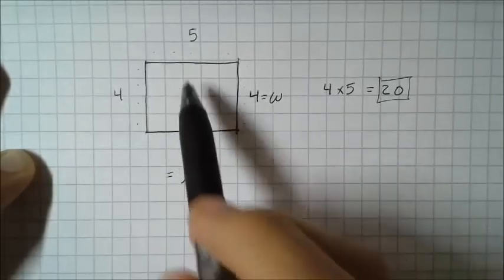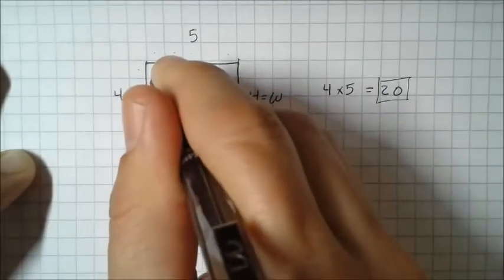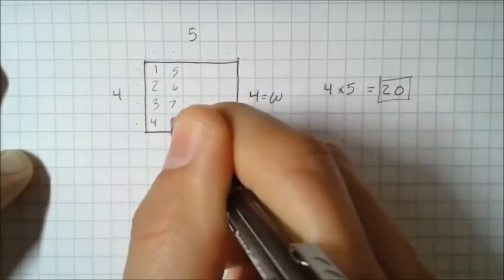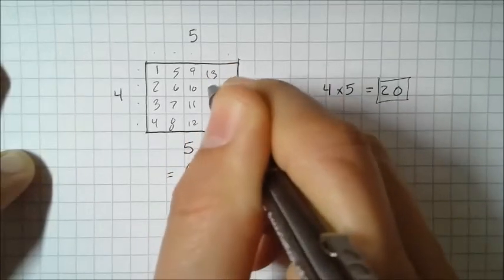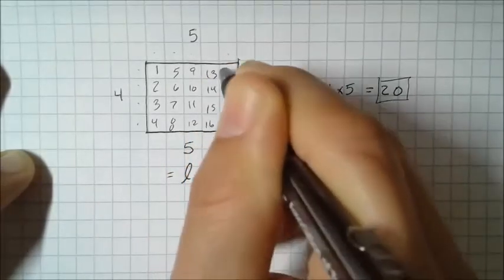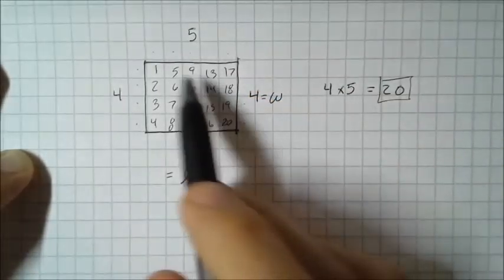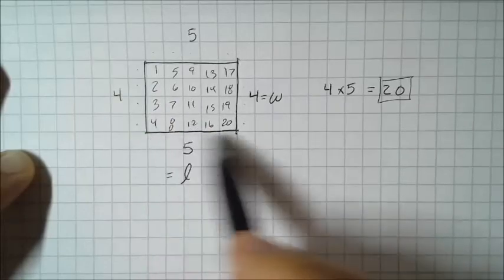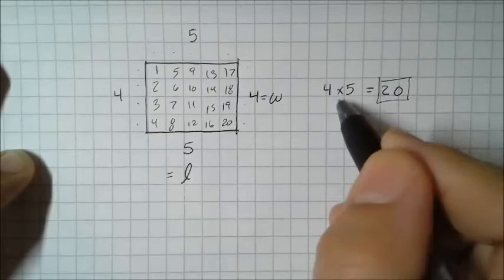And we could confirm this by counting this, right? Let's count them real quick. 1, 2, 3, 4, 5, 6, 7, 8, 9, 10, 11, 12, 13, 14, 15, 16, 17, 18, 19, 20. So there's 20 units inside of here if it's 4 units tall and 5 units long. Now, I'm sure all of you are going, well, we know that.